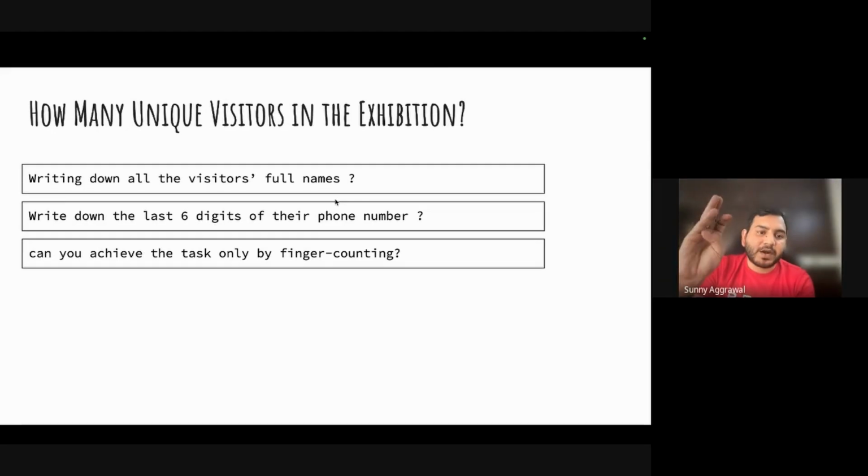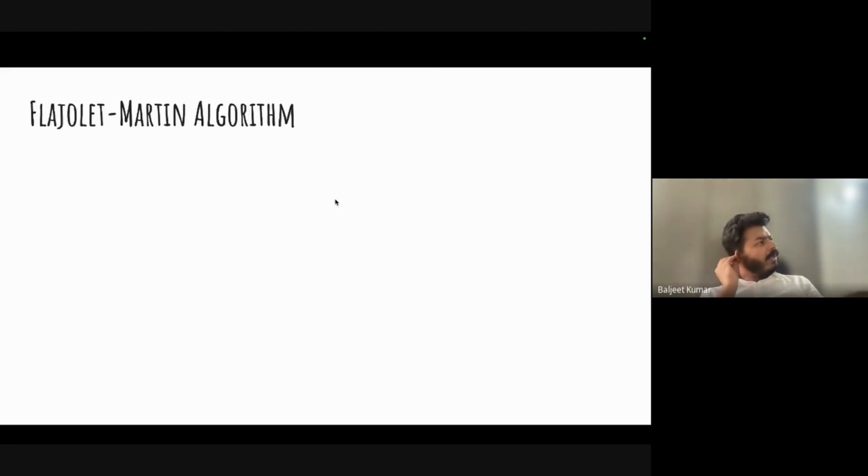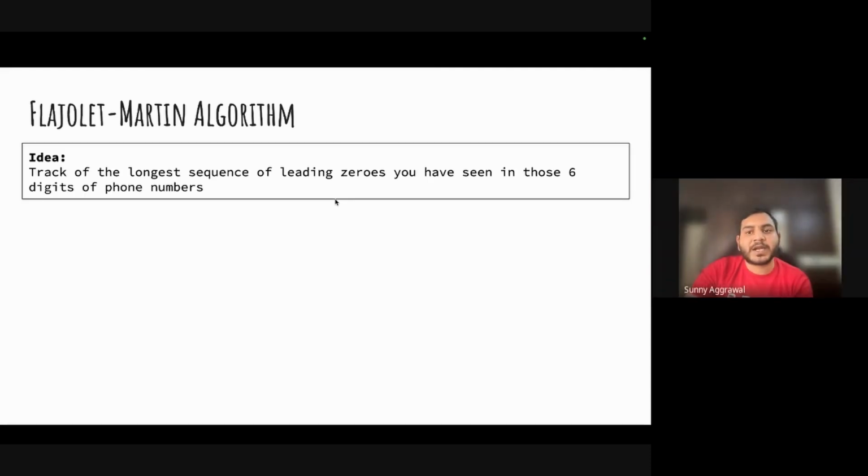Finger counting is basically counting on your fingers rather than using any data set. Can you count the unique visitors on your fingers? That would be limited by the number of fingers you have, right? Right, but in this case, if I have, let's say, 10 fingers, I can count up to 10 to the power 10.